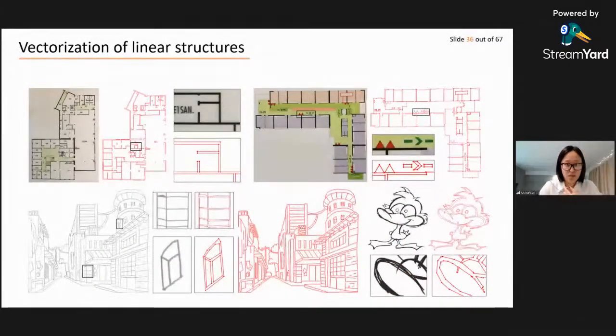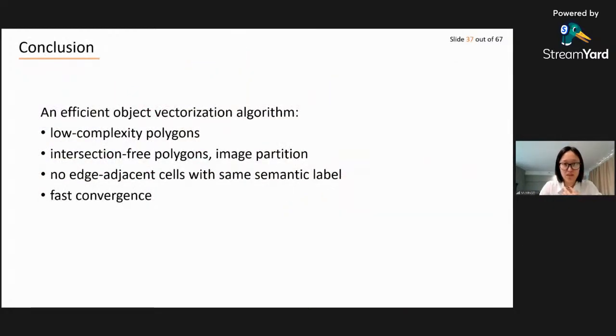The potential of this method is further demonstrated on floor plans, line drawings, as well as line sketch drawings. It is capable of vectorizing linear structures in such types of scenes. To conclude this part, I introduced an object vectorization algorithm which outputs low complexity polygons with a geometric guarantee of being intersection-free and forming an image partition, as well as a semantic guarantee to have no adjacent cells with the same semantic label. Finally, the local optimization scheme offers fast convergence in practice.